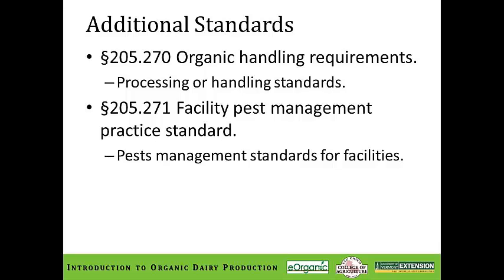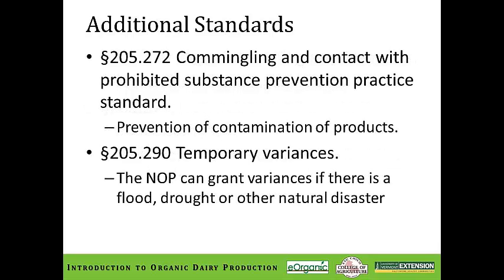These are some of the additional sections in the organic standards that we're not going to cover today. Section 205-270 goes into the detail of processed products. 205-271 goes into facility pest management. 205-272 has detail on commingling and contact with prohibited substances.